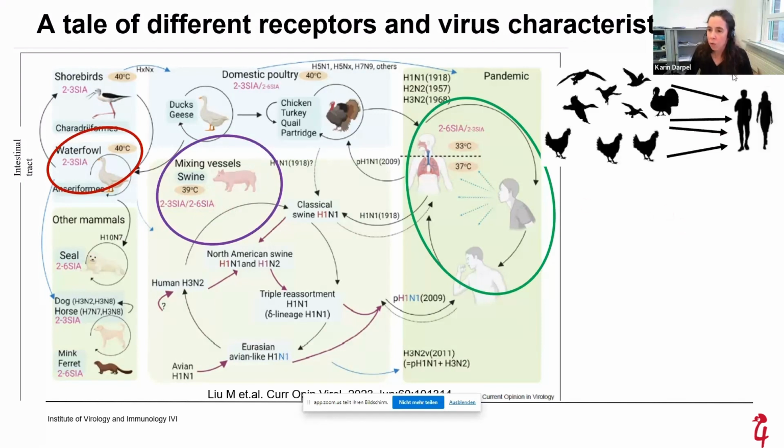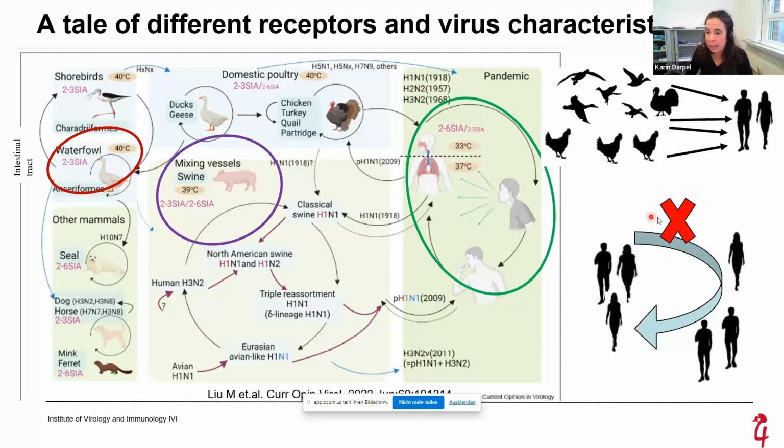So far, all the outbreaks of avian influenza virus in humans have been caused directly by transmission of avian influenza from birds and poultry to humans. What we are afraid of, but what hasn't happened so far, is that the virus somehow adapts so that human-to-human transmission becomes possible. But that has not occurred so far.